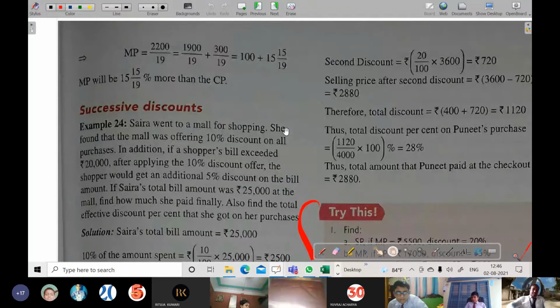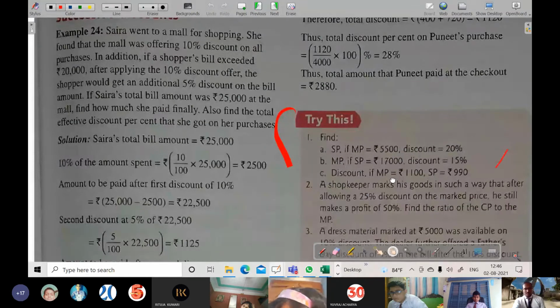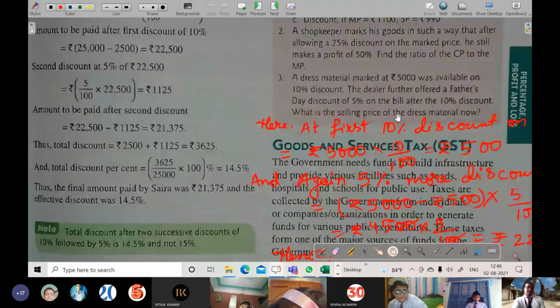So now GST. I think about GST. Last class I had said something or not? Yes, sir, that it is applied on the selling price. Yes, GST is applied on the selling price, and the full form of GST is goods and service tax. Here it has been written also.